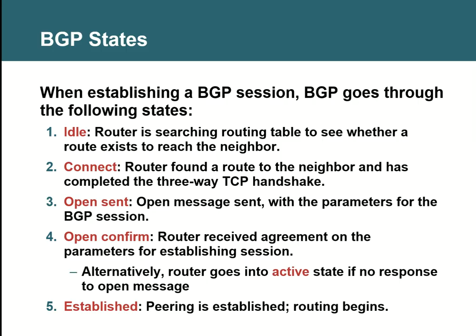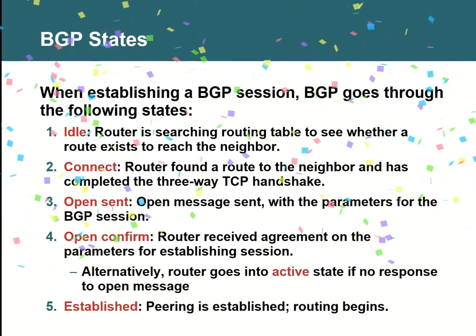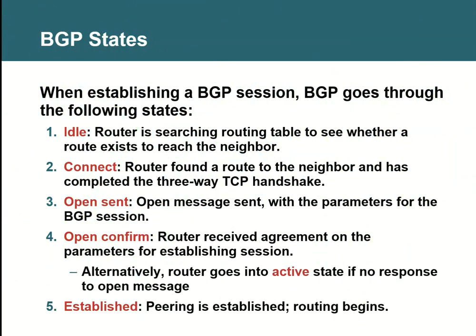BGP undergoes some steps, which we call BGP states. So the BGP states are: idle, connect, open send, open confirm, established.